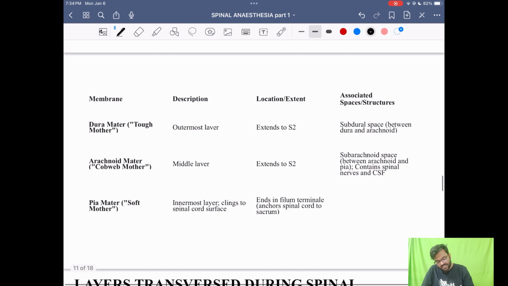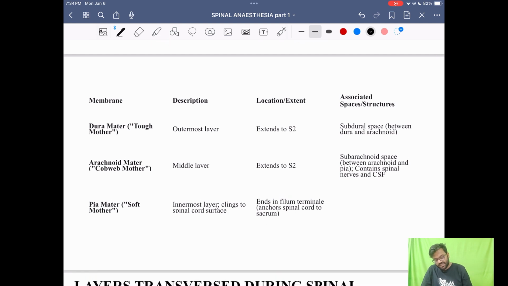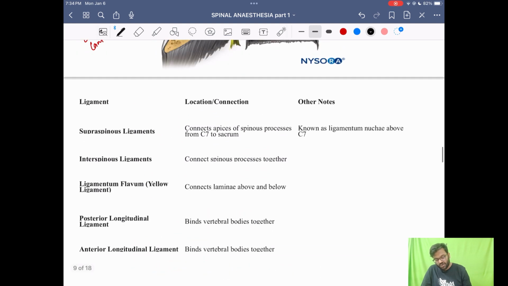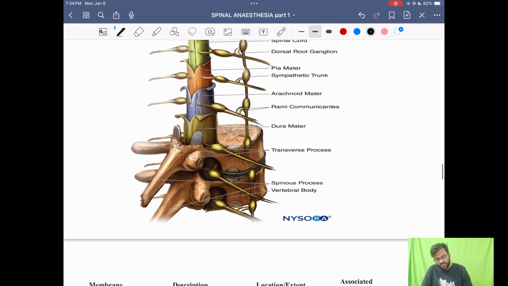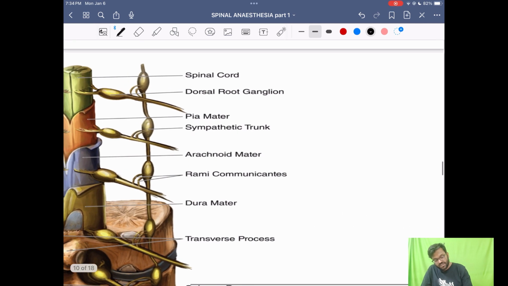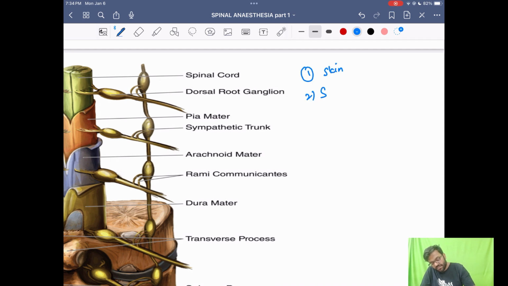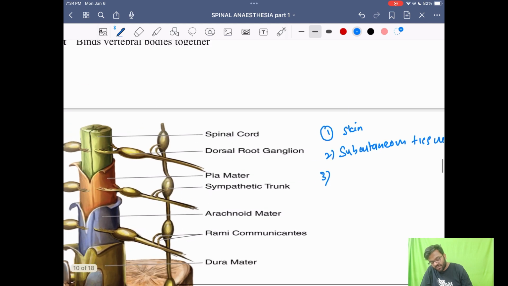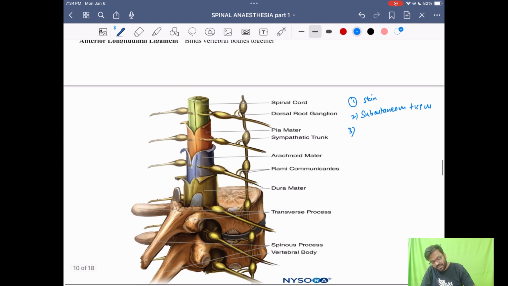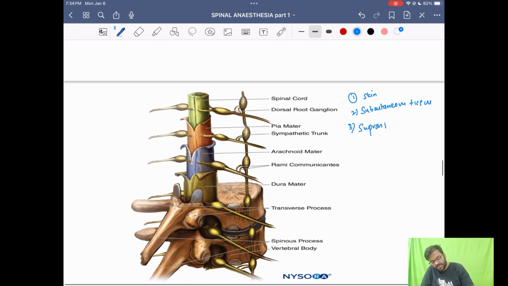So here we have discussed the same thing. We will try to summarize what layers you are going to pierce when you give a spinal anesthesia. First, you are going to pierce the skin. Then you are going to pierce the subcutaneous tissue. What is the first ligament we are going to pierce? We are going to pierce the supraspinous ligament. This is the ligament which holds the tips of adjacent spinous processes.